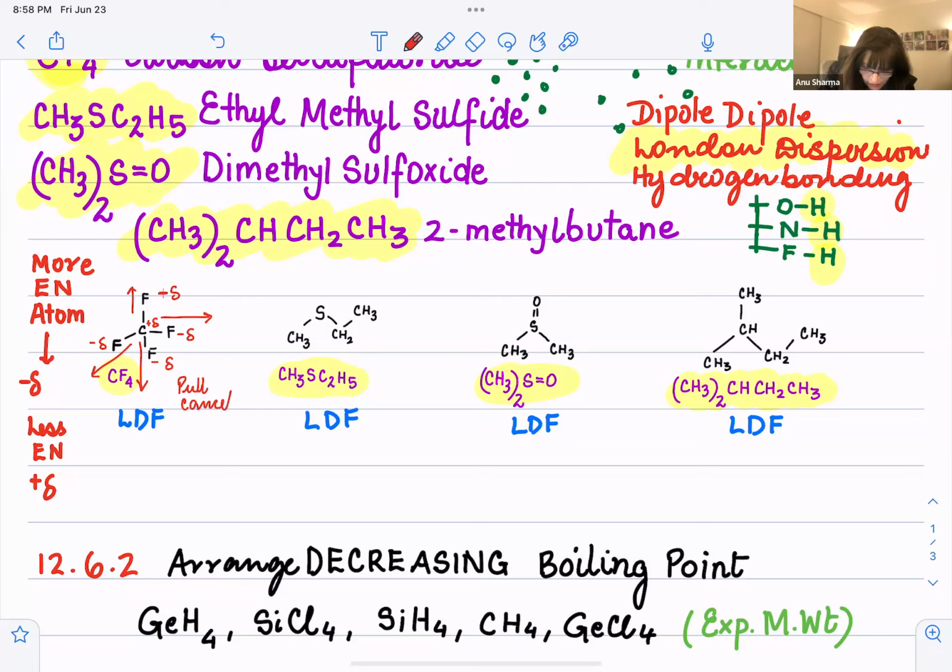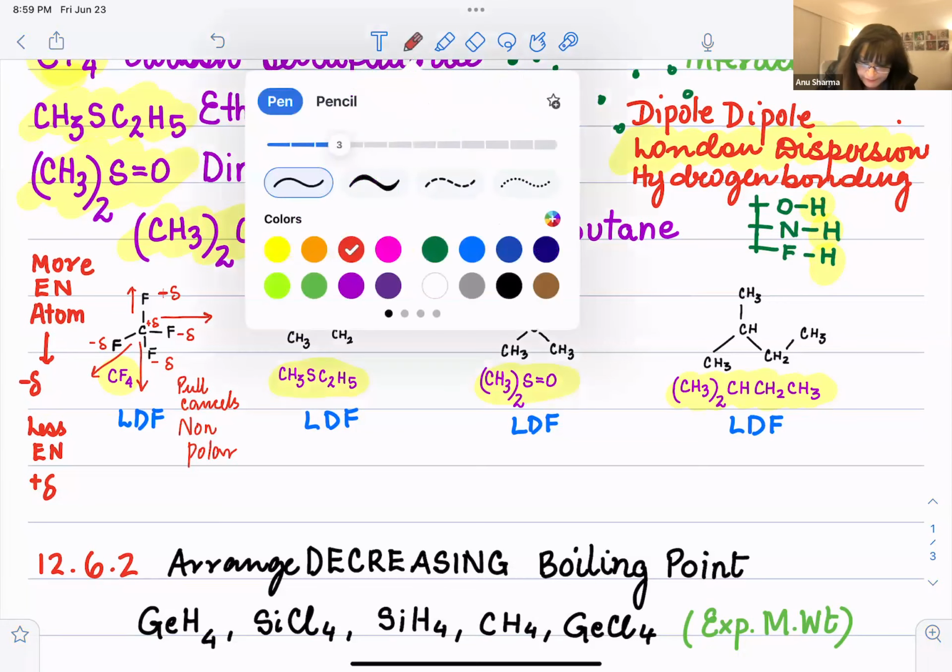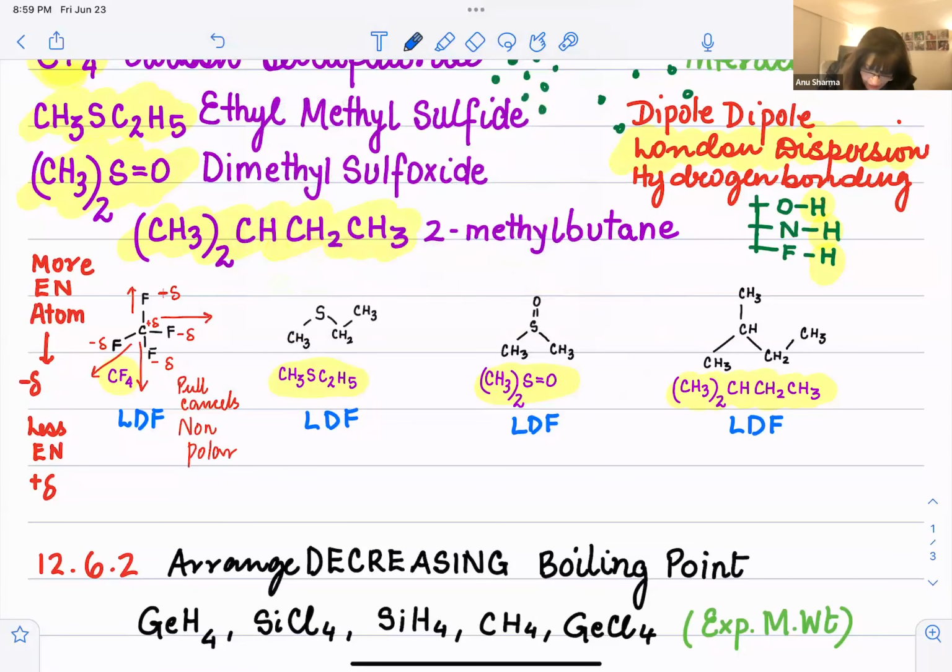And when it cancels out, then what happens? This molecule becomes a non-polar molecule. So you're now going to look at all these pieces, whether a molecule is polar or non-polar. So overall, this is a non-polar molecule; it does not have a dipole. Even though it has polar atoms like fluorine, overall the pull cancels out, and so we have a non-polar molecule.